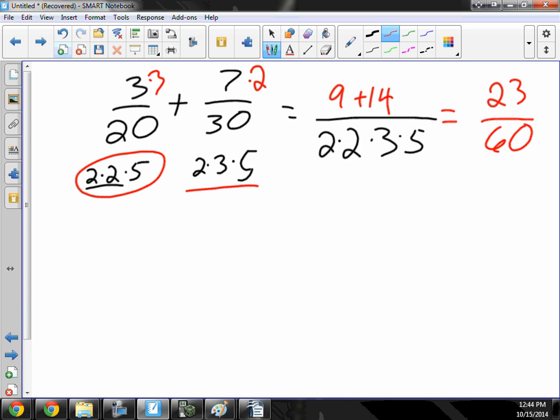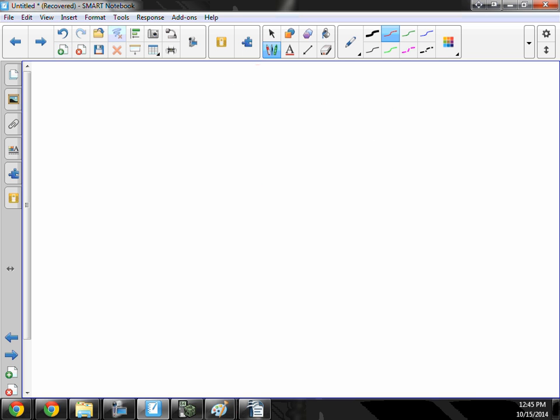Does 23 over 60 simplify? 23 is prime. Does 23 go into 60? No, so that would be the answer. Okay? The other thing we need to remember is, what if I had 4/3 divided by 6/5? How do you divide two fractions?